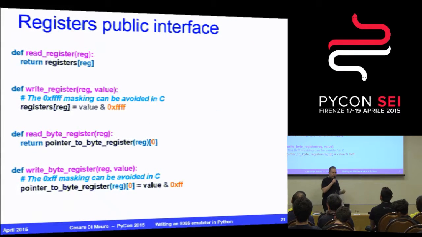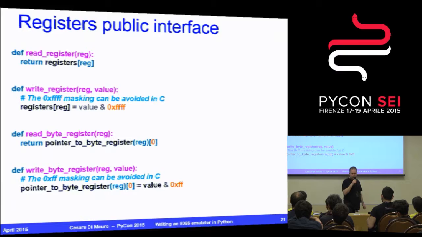For accessing the registers from outside, from the host OS, I also defined some APIs. They are very simple. To read the register, just put the index number of the register. To write the register, provide also the value. In Python, I need to mask the value which I write, but in C, using a proper type, I don't need it, and I put a comment for this. I also have the same APIs for reading and writing byte registers, but they are basically the same.